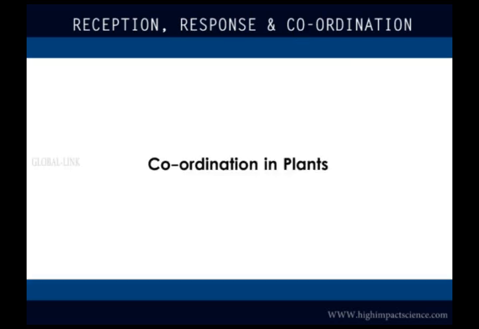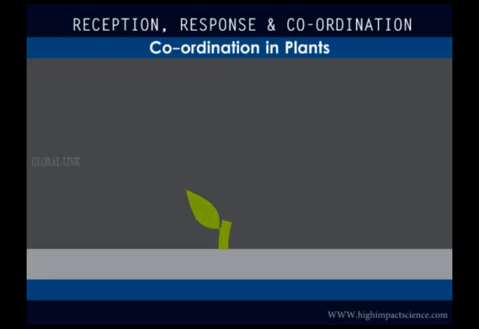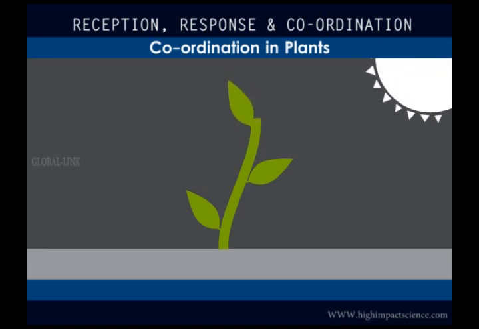And now we look at coordination in plants. We know that plants' growth requires enough water, minerals, and energy. But then, why do plants bend towards light and not grow straight? And why is it that stems grow up, but the roots grow down? We talked about tropism, that is phototropism and geotropism.